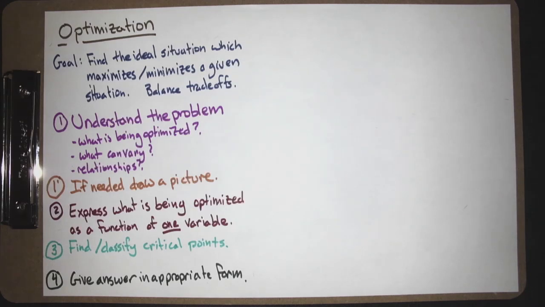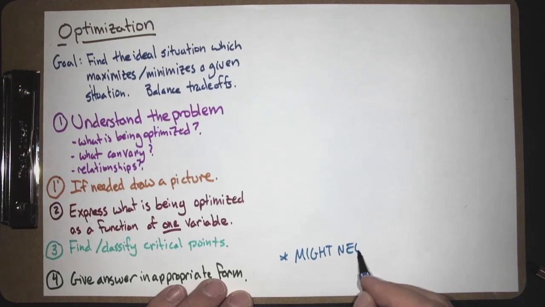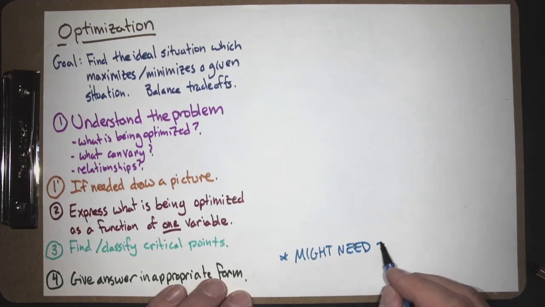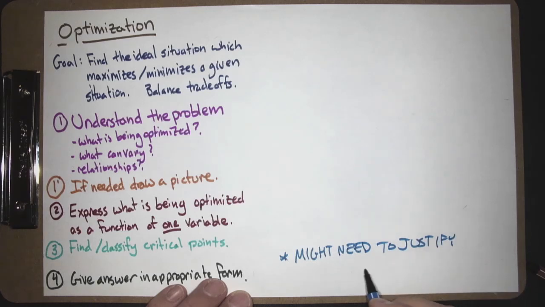Now, sometimes, not all the time, but I just want to be sure we're ready for this, we might need to justify why it's a max or min. Do we have tools that help us justify being a max or min?